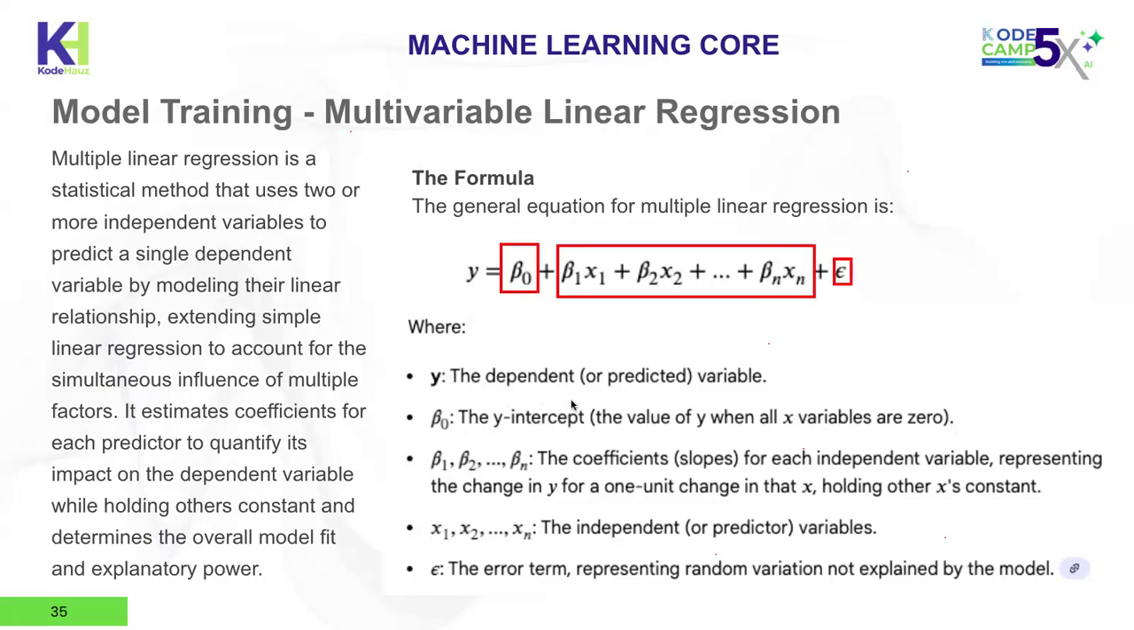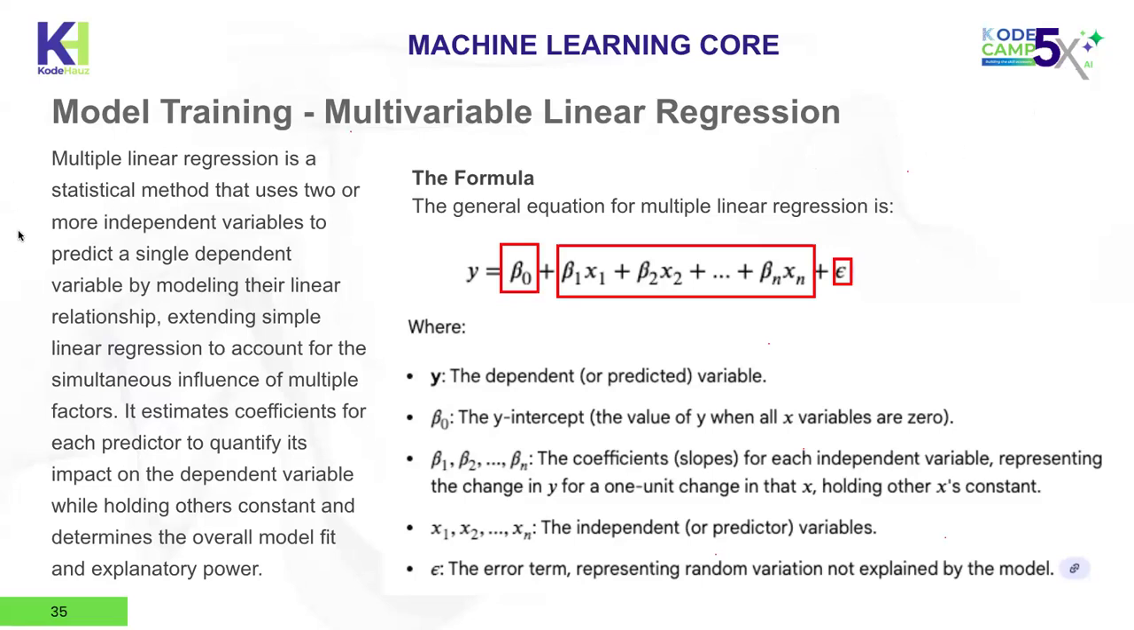So here you see that y is the dependent or predicted variable. The beta 0 or c, if you look at what we were doing before, is the intercept, the y-intercept, or what we call a constant value, which is the value when all the x variables are 0.